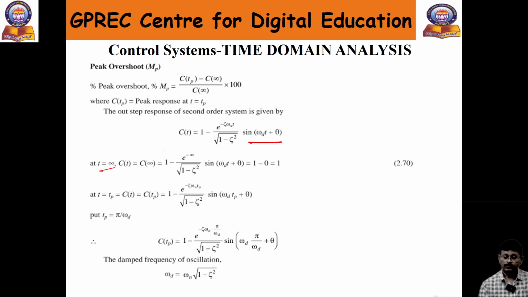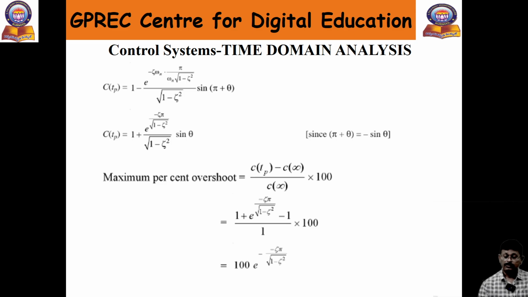Okay. So when I substitute t equal to infinity, what will happen? This one becomes 1, because the exponential term becomes 0. Right? So it is 1. When t equal to tp, so in place of t, equal to pi by omega d, substitute here. So you will get this equation. Substitute the same, omega d equal to omega square root term, in this equation. Right? So I am substituting here.